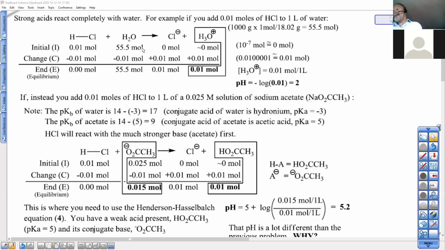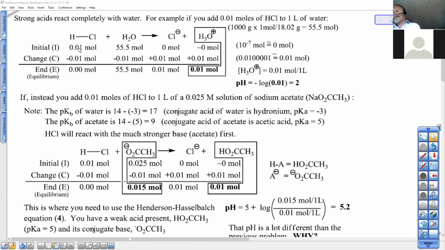So what happens here, I'm adding 0.01 moles of HCl to 1 liter of water. You have to know that the definition of a strong acid is an acid that reacts completely. So you must react all of your HCl in this problem. What's it going to react with if the only thing you put it in was water? Well, water's the only thing. HCl reacts with water to create Cl minus and hydronium.